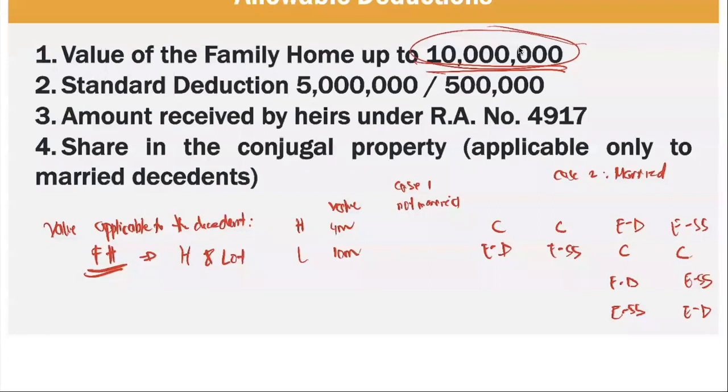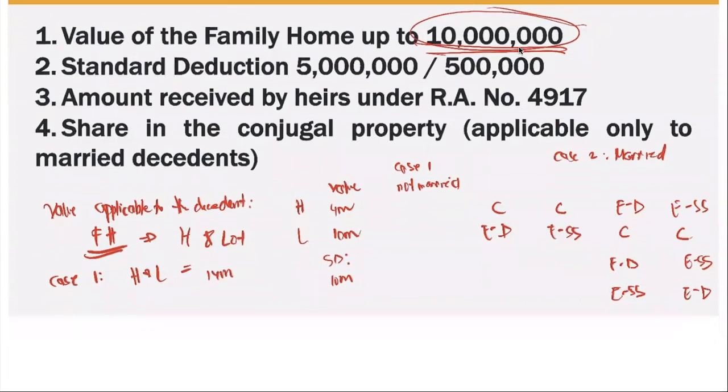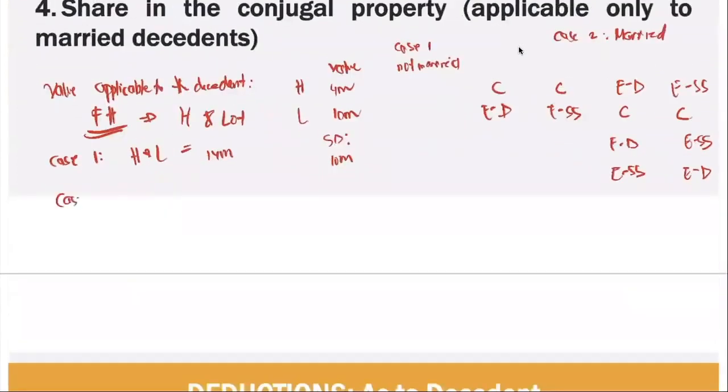So in your value of family home, we can claim up to 10 million, but we must only get the value applicable to the decedent. So when we talk about family home, that is house and lot. Okay, so case 1, not married. If that is not married, the total of house and lot is 14 million. Okay. So how much is your special deduction? Only up to 10 million. Therefore, you can only claim up to 10 million. Case 2.